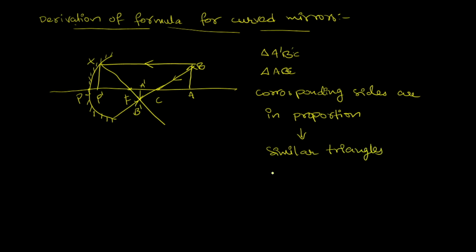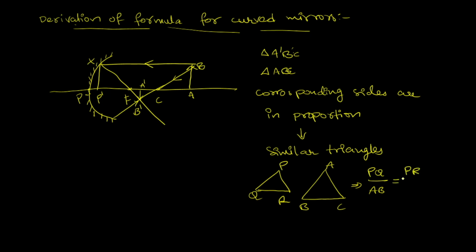Okay, for example, I have two triangles. These are the two triangles. I am taking this as P, Q, R and this as A, B, C. For this triangle, the ratio of the side PQ to the side AB is equal to the ratio of the side PR to the side AC, which will be equal to QR by BC.